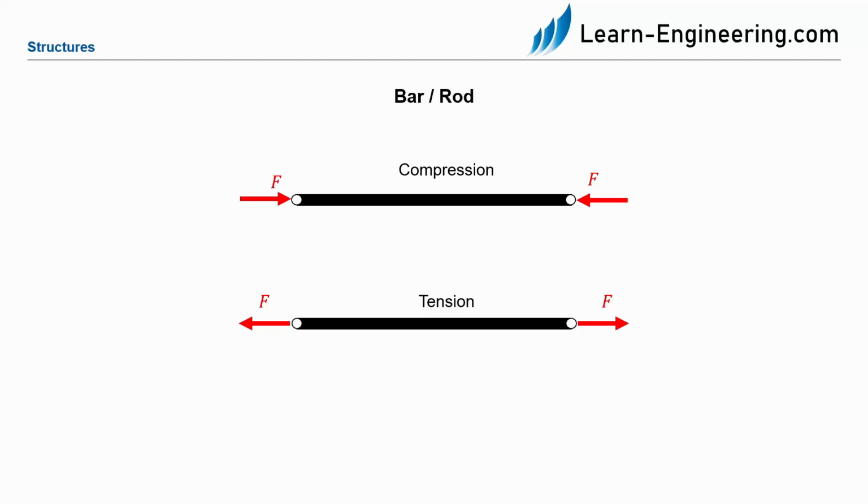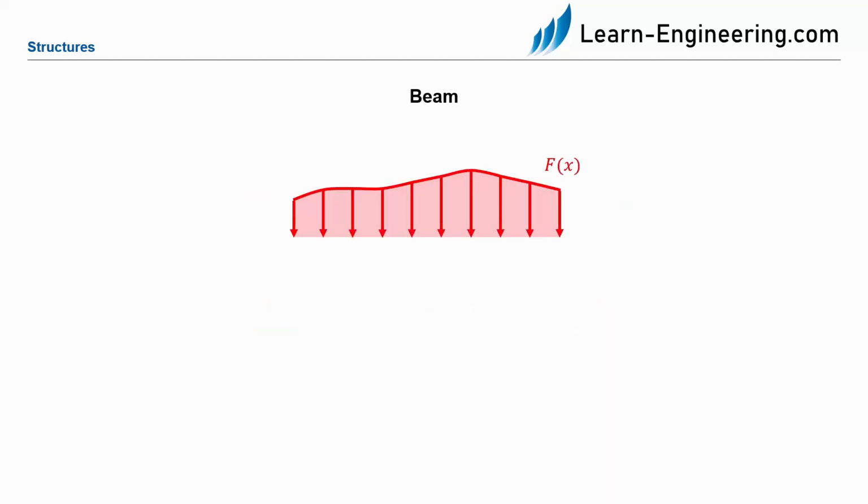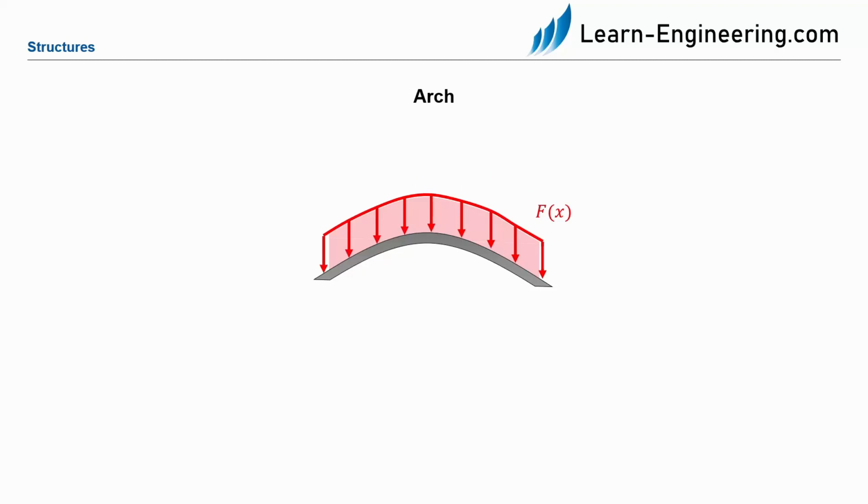body bar or rod. Such a body can only transfer force in its axial direction, either through tension or compression. If we have a geometrically identical body which is not loaded with a force on its axis but carries a load perpendicular to its axis, we call this body beam. If such a body is then additionally bent, we call the body arc.